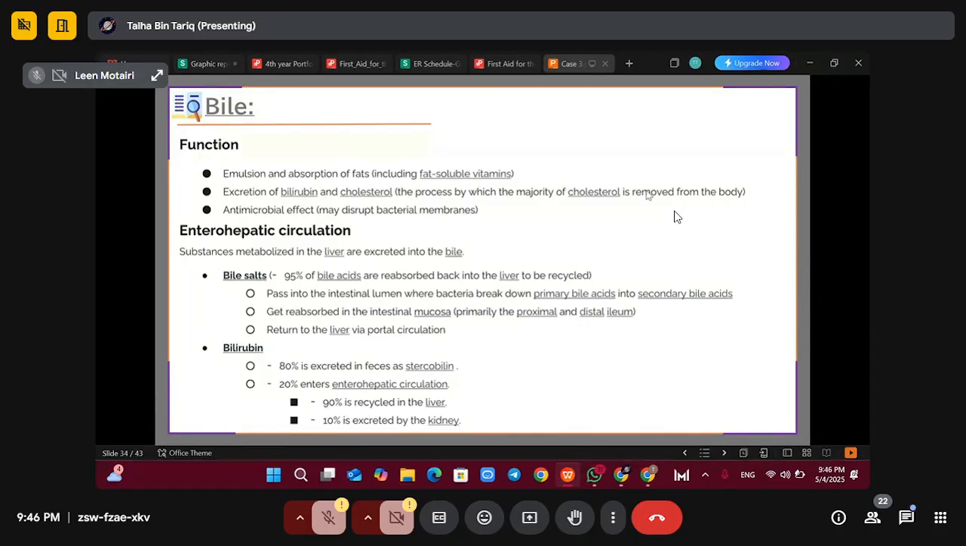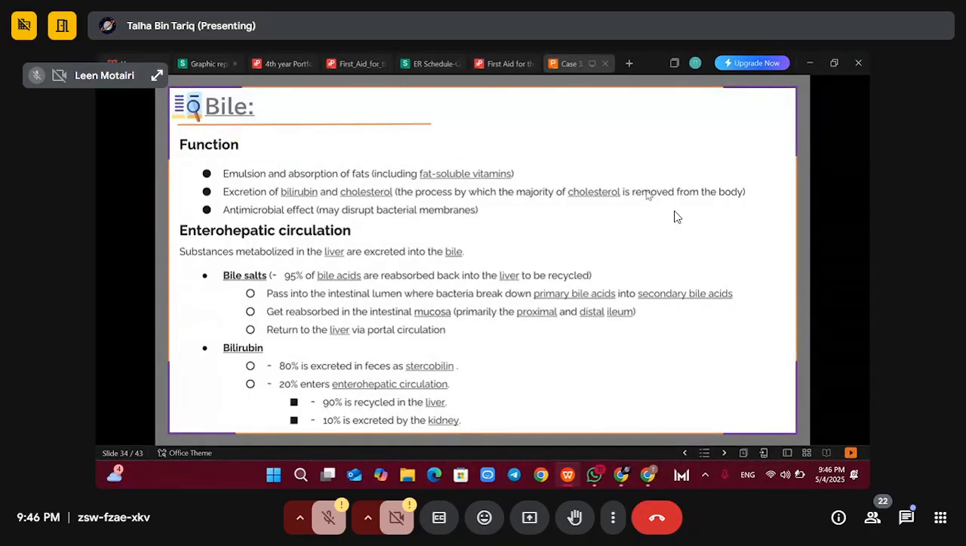So first they were bile acids, then they combined with glycine or taurine and became bile salts. These bile salts are then broken down into secondary bile acids, and they can get reabsorbed back again into the intestinal mucosa and return to the liver. These bile salts return to the liver. As I told you, 95% of the bile acids and the salts will be reabsorbed back into the liver.